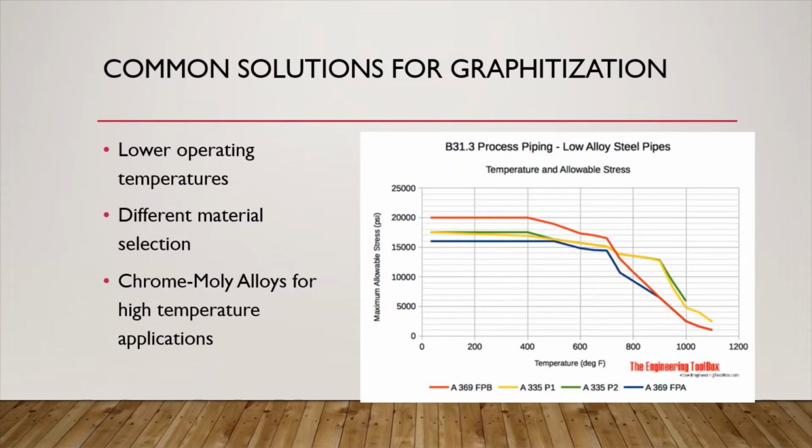Molychrome alloys are usually used in high temperature applications because they don't degrade as fast as carbon steel at those temperatures. You can see A335 P1 and P2 denoted by the yellow and green lines respectively, set at 14,000 psi for max allowable stress at 800 Fahrenheit, while the carbon steels all sat below 13,000 psi for the same temperature.